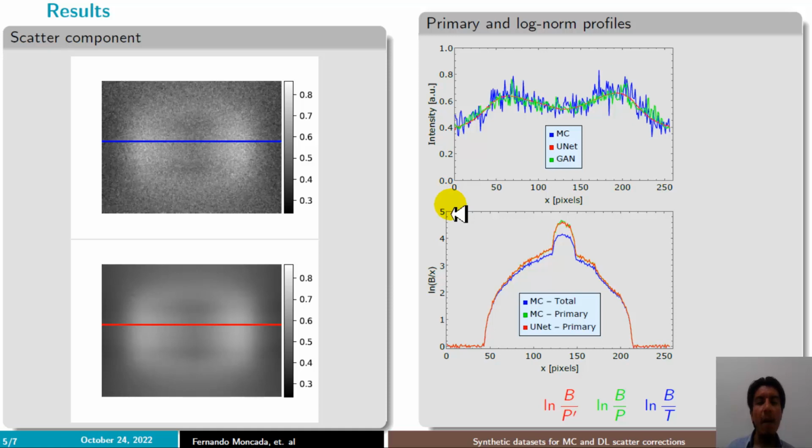On the bottom right corner, profiles of three log norm projections of the cylindrical phantoms are depicted. These projections are obtained by taking the natural logarithm of a pixel-wise ratio of a blank scan to a given projection. In blue is represented the log norm projection generated by total radiation, in green the scatter-free projection predicted by the Monte Carlo simulation, and in red the one predicted by the UNet. The gap between the blue and green curves shows the contribution of scattered radiation. The overlap between the red and green curves shows the accuracy of the UNet for this task.